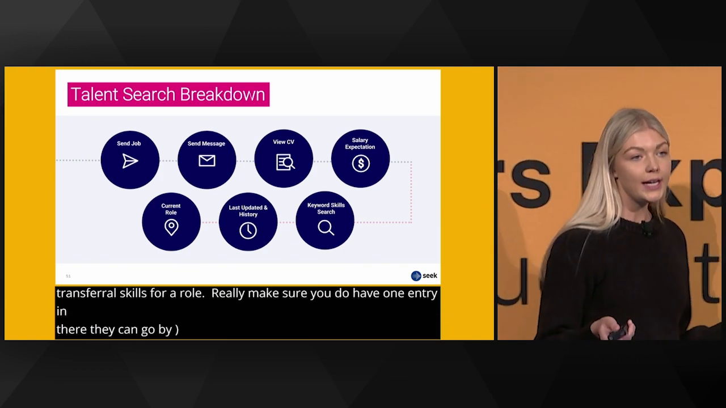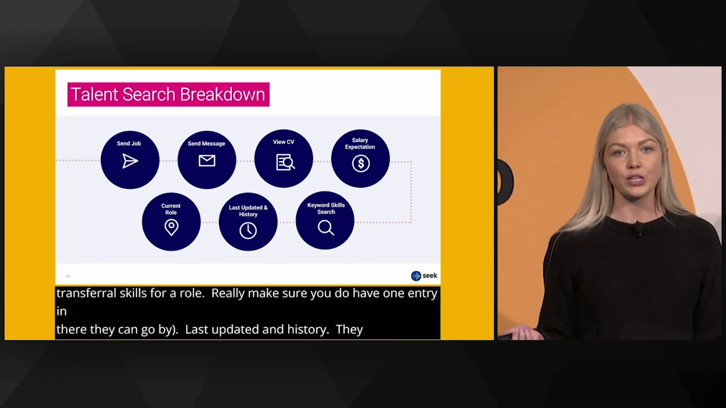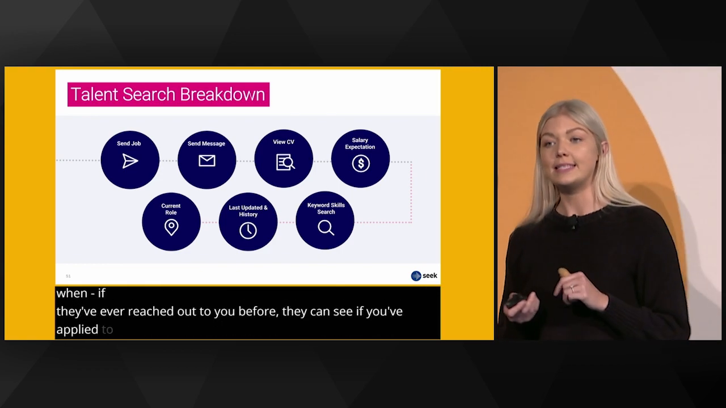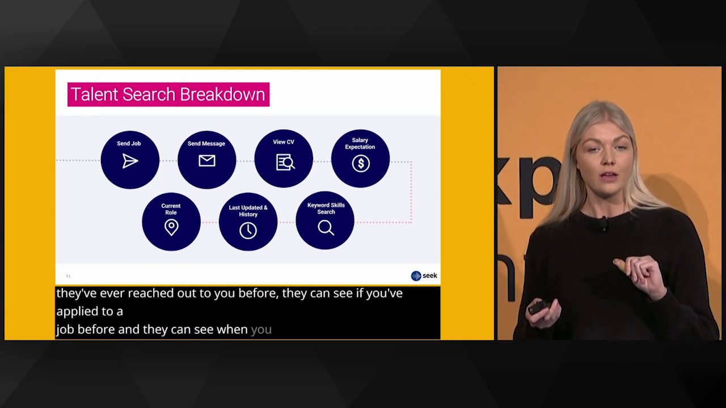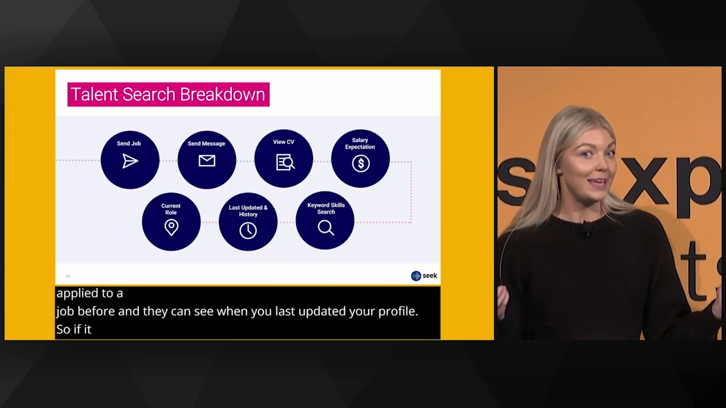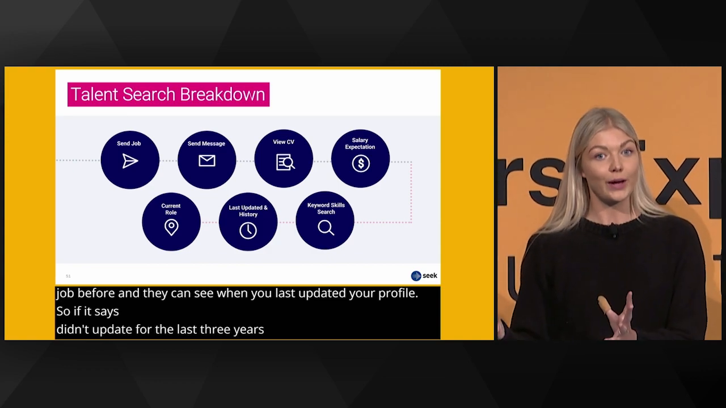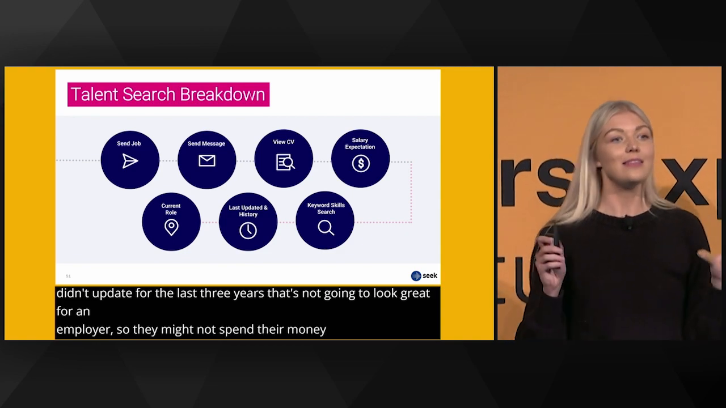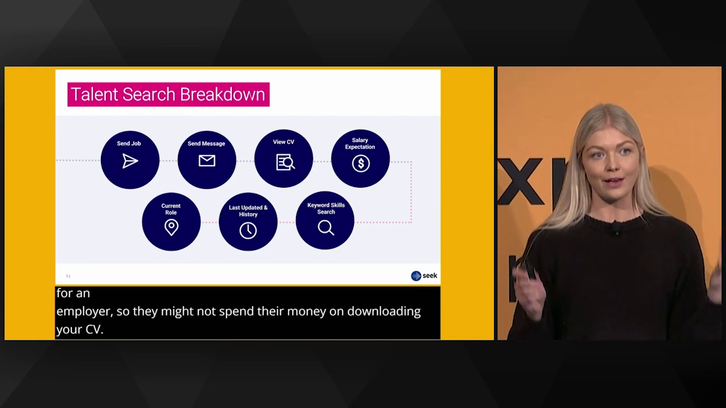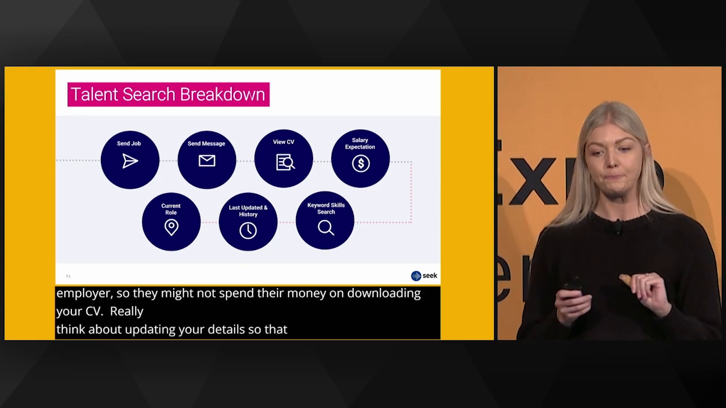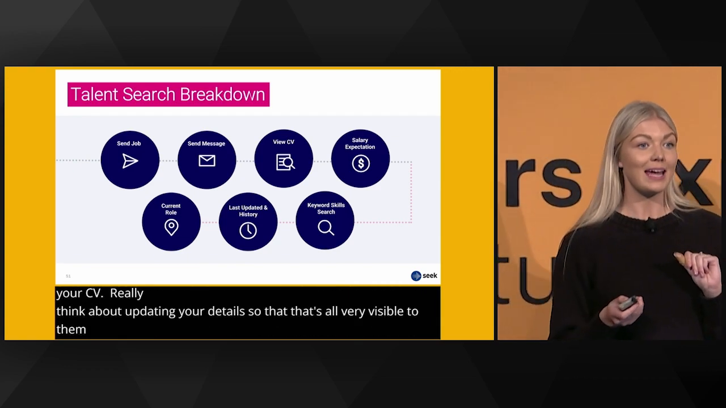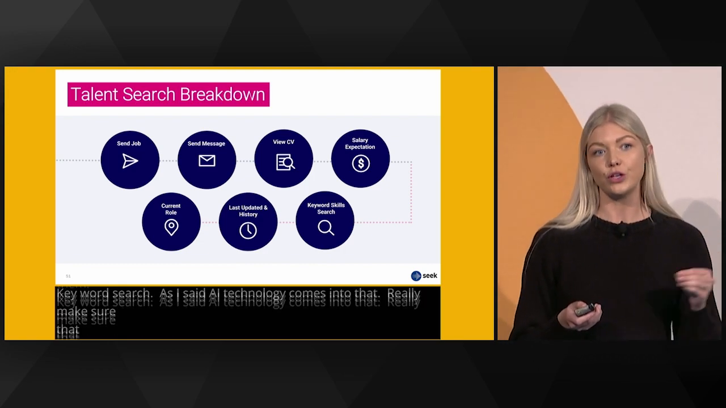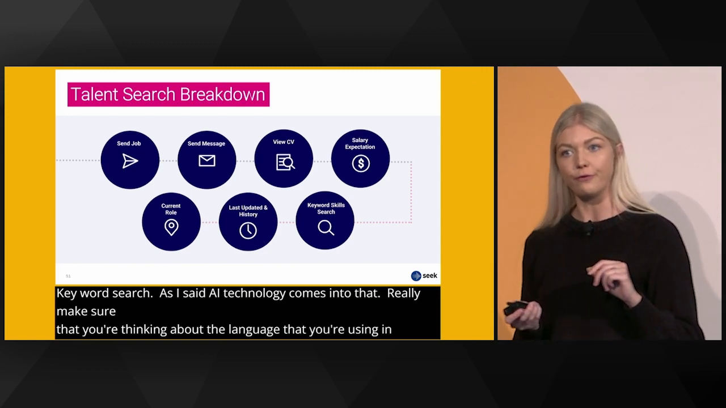Last updated in history, so they can see if they've ever reached out to you before, they can see if you've applied to a job before, and they can see when you last updated your profile. So if it says didn't update for the last 3 years, that's not going to look great for an employer, so they might not spend their money on downloading your CV. So really think about updating your details so that that's all very visible to them. Keyword search, so as I said, AI technology comes into that, so really make sure that you're thinking about the language that you're using in your resume and your Seek profile.